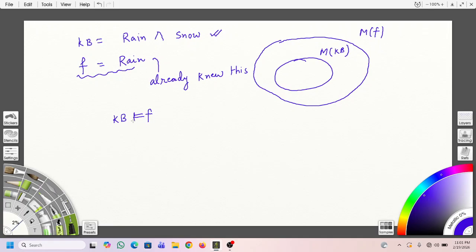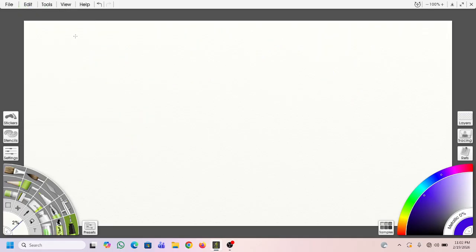Okay, so KB entails F, and if I try to write it like this, if KB entails F, that means M of KB is a subset of M of F. Okay, this is clear from this diagram also. So this part is known as entailment. Now coming to the next part, that is contradiction. So we will see what is meant by contradiction.